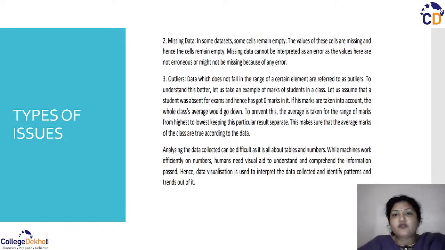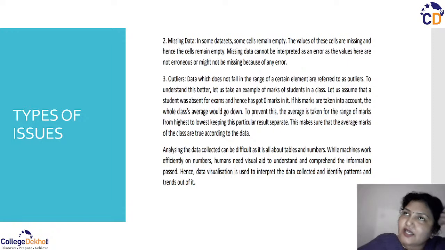Data which does not fall in the range of certain elements is referred to as outliers. To understand this better, let us take an example. Let us assume that a student was absent for exams and hence got 0 in it. If his marks are taken into account, the whole class average would go down. Otherwise, to prevent this, the average is taken for the range of marks from the highest to lowest, keeping the result as separate.